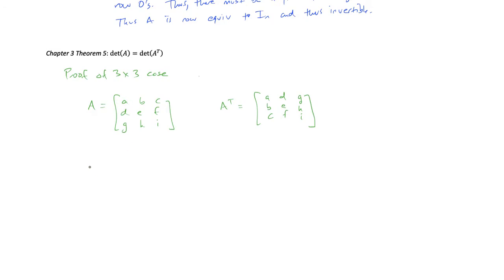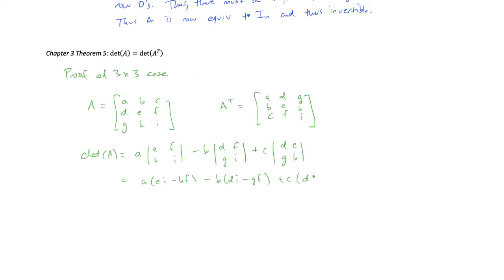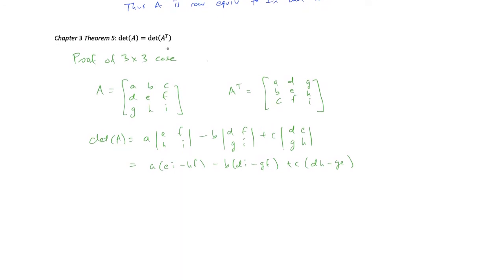Okay, so let's compute this determinant using the first row. So we'll do A times the determinant of E, F, H, I, minus B times the determinant of D, F, G, I, plus C times the determinant of D, E, G, H. And this works out to be A times (E I minus H F) minus B times (D I minus G F) plus C times (D H minus G E). So this is the formula for the 3×3 determinant if you wanted to memorize it.